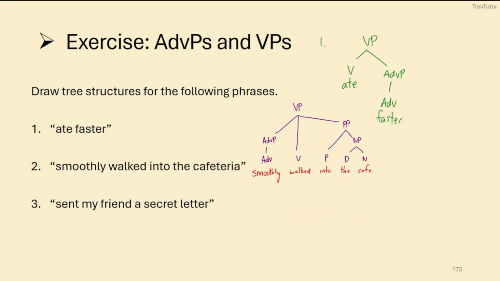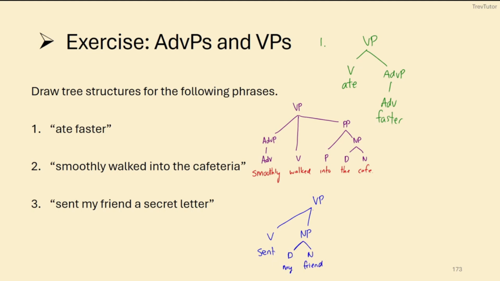Now for sent my friend a secret letter, we'll do this one top down, something a little bit different. This is a predicate, so we're going to have a verb phrase. The head verb is going to be sent, and then we're sending something to someone. So my friend is going to be one of the complements. This is the indirect object, consisting of the determiner my and the noun friend.